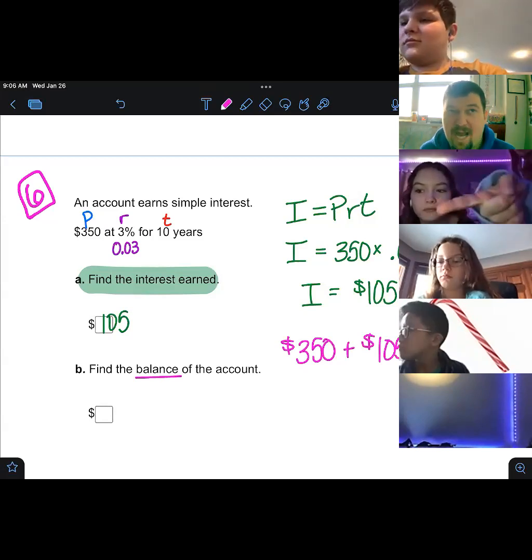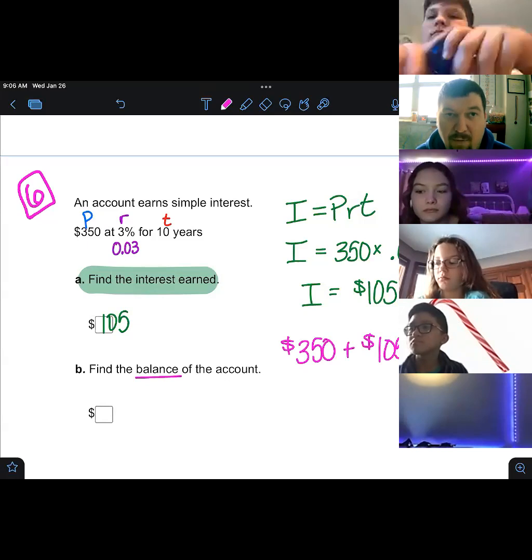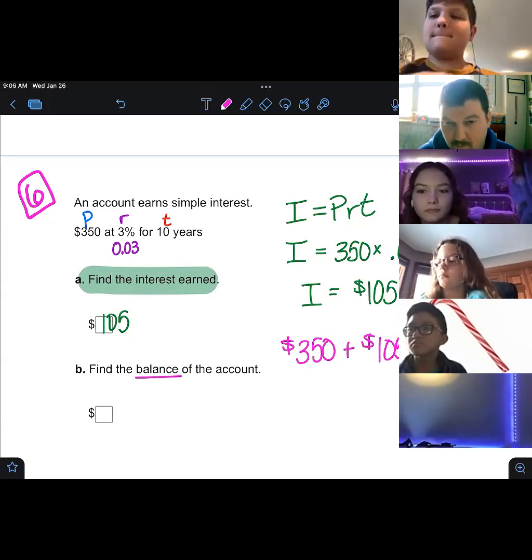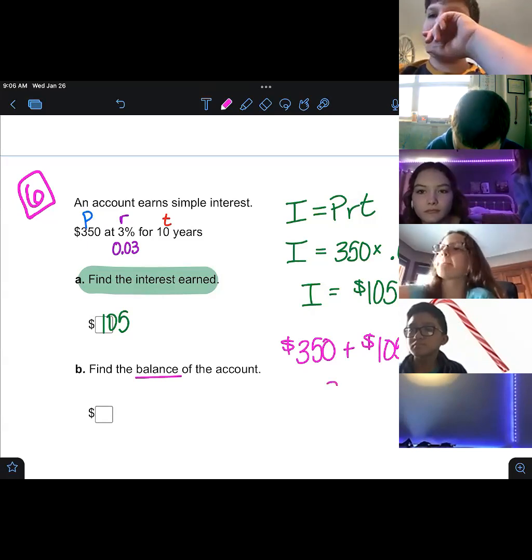Okay, so my account balance is the amount of money that I put in the bank plus the interest that I'm earning on it. And what is my account balance going to be? Anybody? $455.